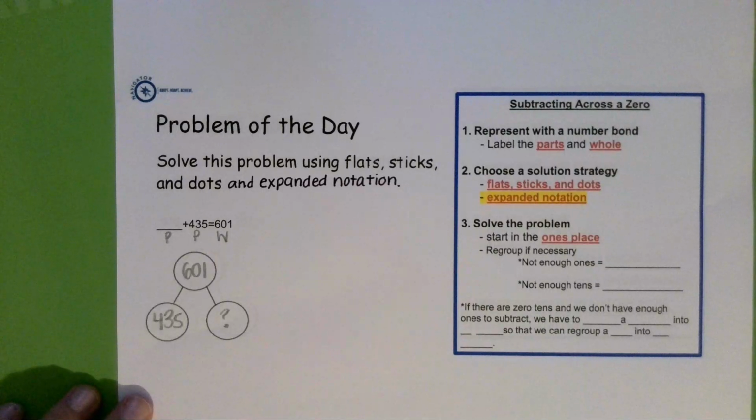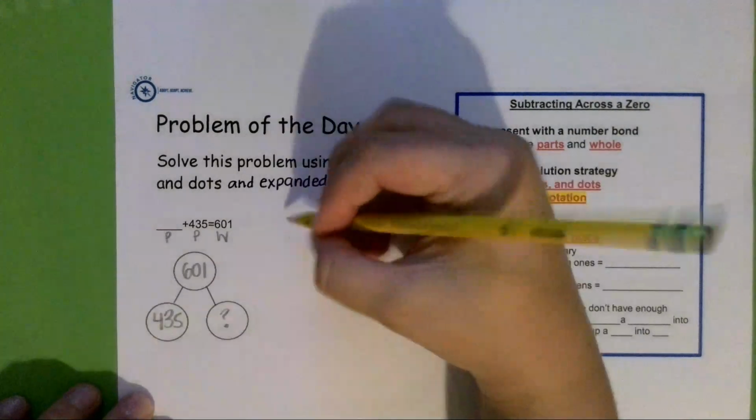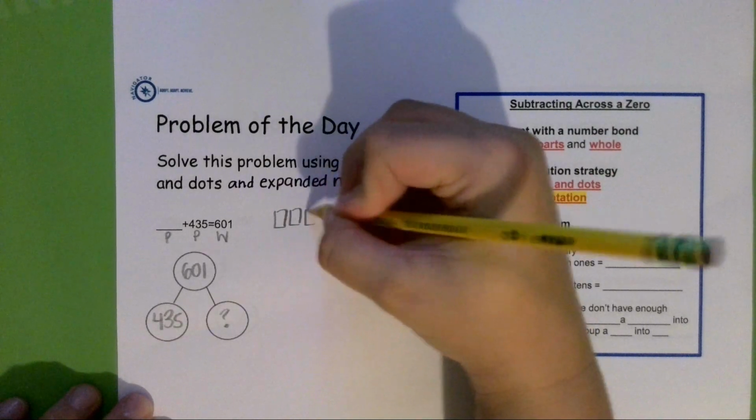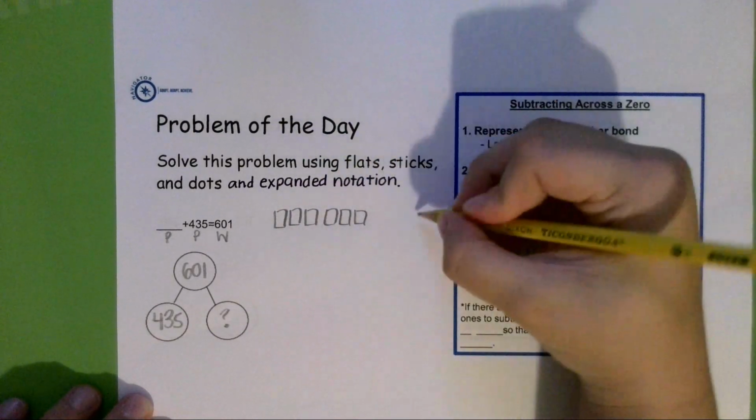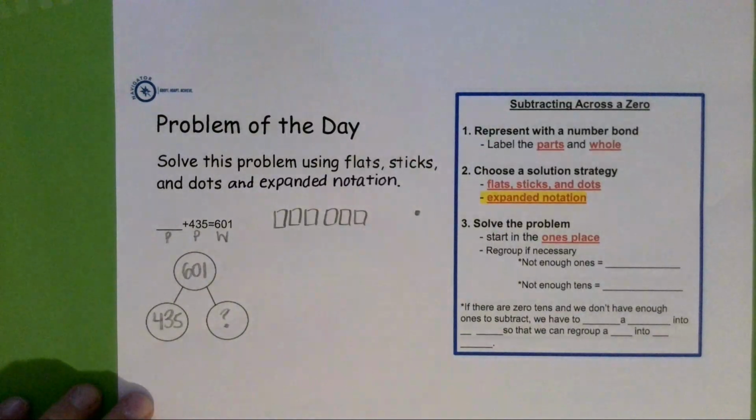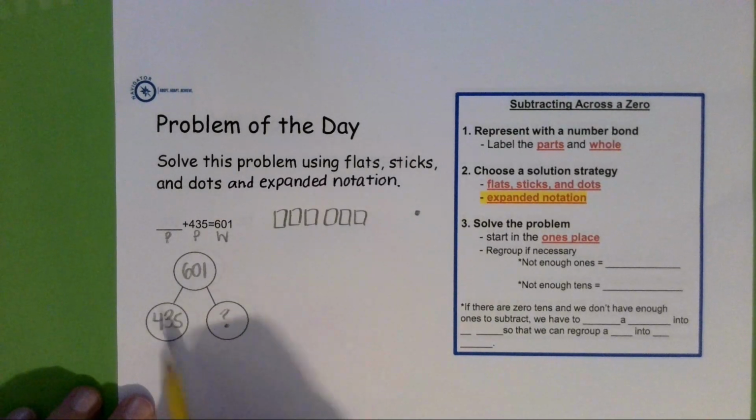Let's first solve using flat sticks and dots. How can I set this problem up to solve? Say it out loud. I bet you said we should draw 6 flats, 0 tens, and 1 dot. Now let's subtract starting in the ones place. How many ones do we need to subtract? Say it out loud. Right, 5 ones.